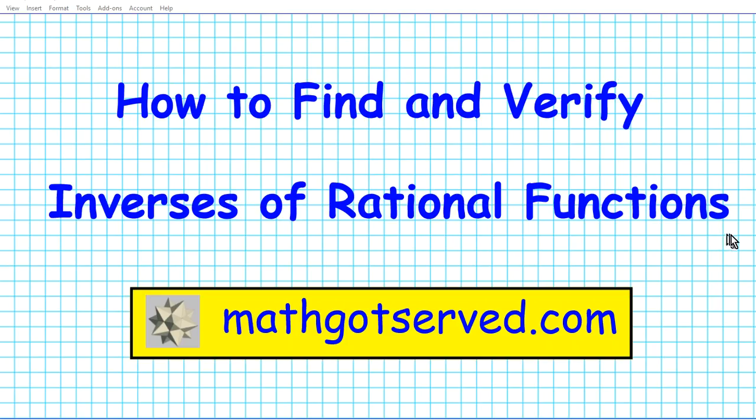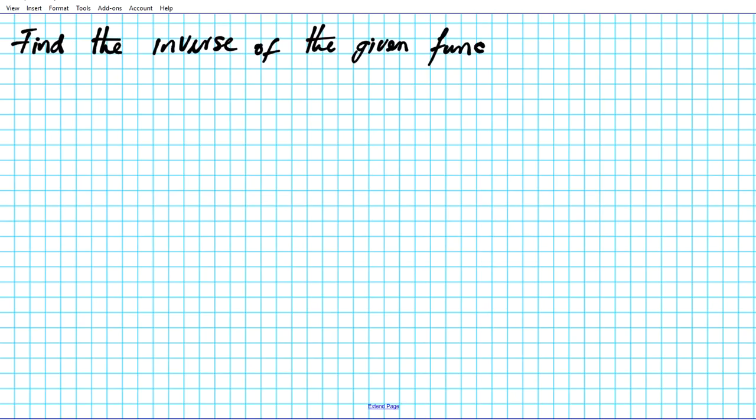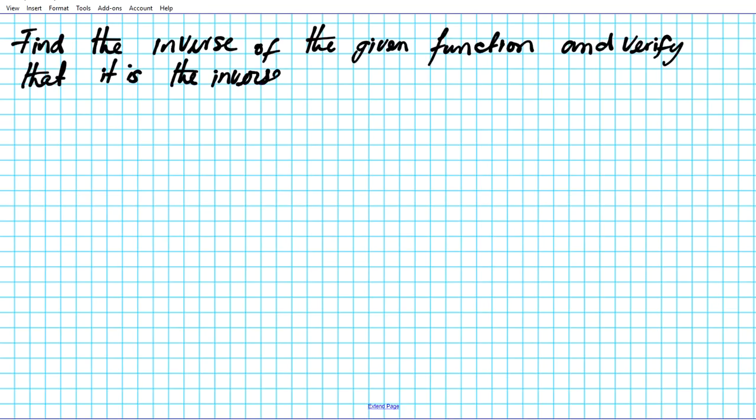In this clip, we're going to be going over how to find and verify inverses of rational functions. The instructions for the example that we're about to do is as follows. We have to find the inverse of the given function and verify that it is the inverse algebraically by composition.